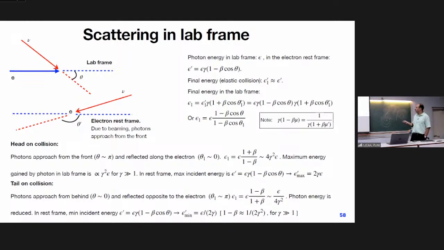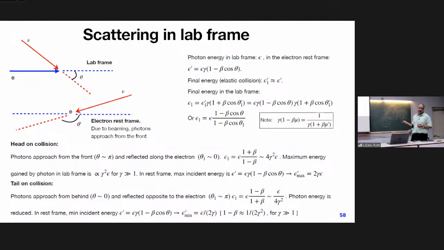Then you have to impose both these two angles by hand. So the photon approaches from the front, so theta equals pi, and is reflected along the electron. So the electron is going like this, the photon comes and goes back. To put this in, you'll find that E' equals E times (1 + beta) over (1 - beta).